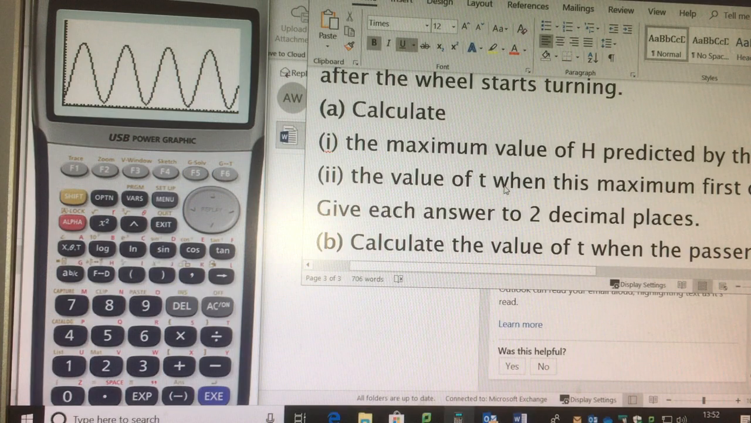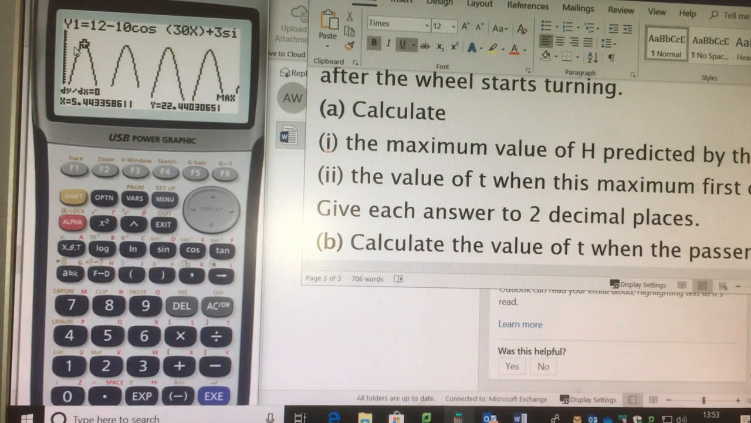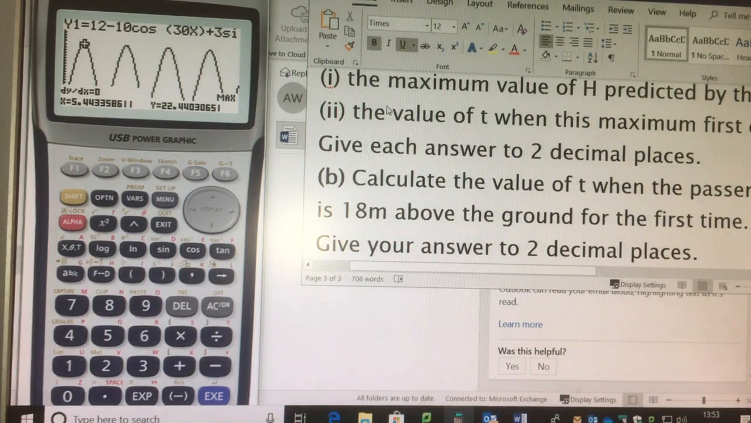How could I find the maximum height then? G-solve max. Let's do that. G-solve max height. All the heights are the same. So the maximum height they get to is 22.4 meters. So we want the y value. The value of t when the maximum first occurs, how can we do that? Any ideas? Casper? Yeah, the x value at the first maximum, which is also already on the screen. So that's 5.4 minutes. We've got to the top of the Ferris wheel.